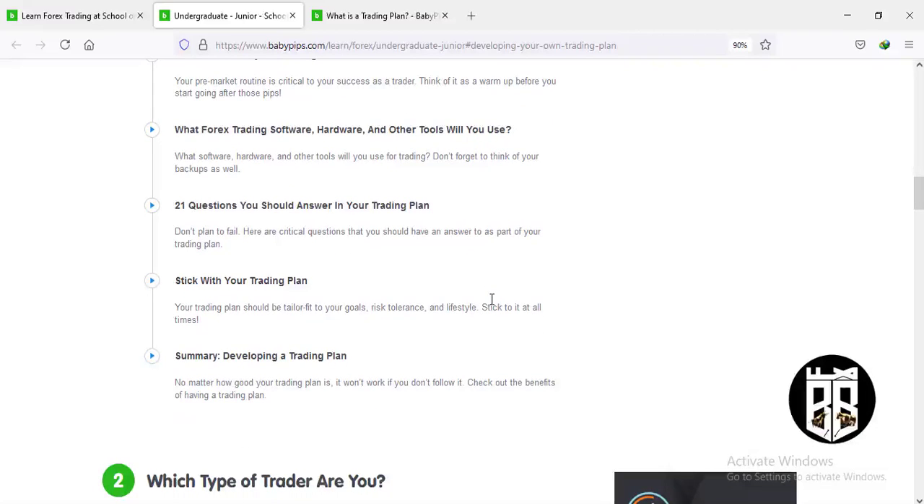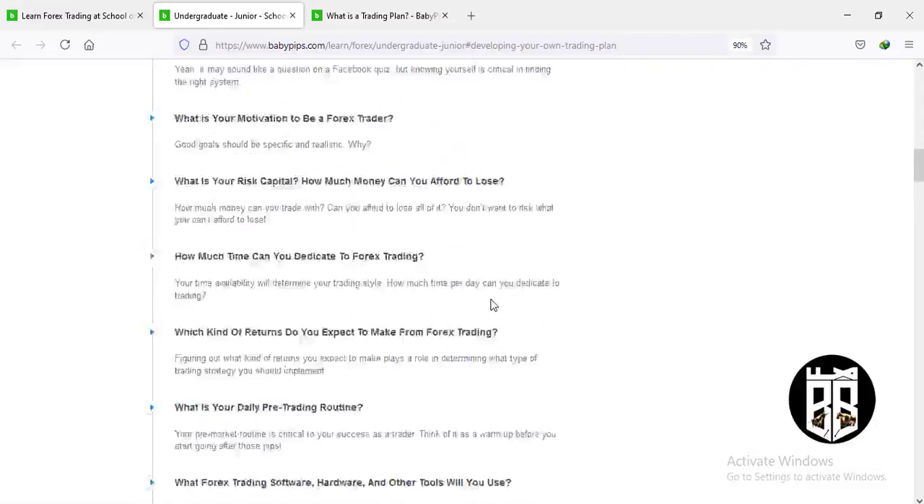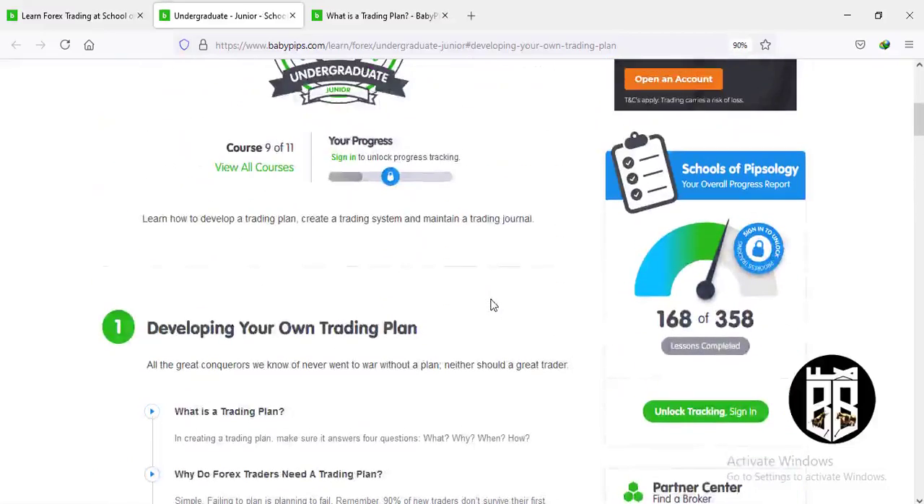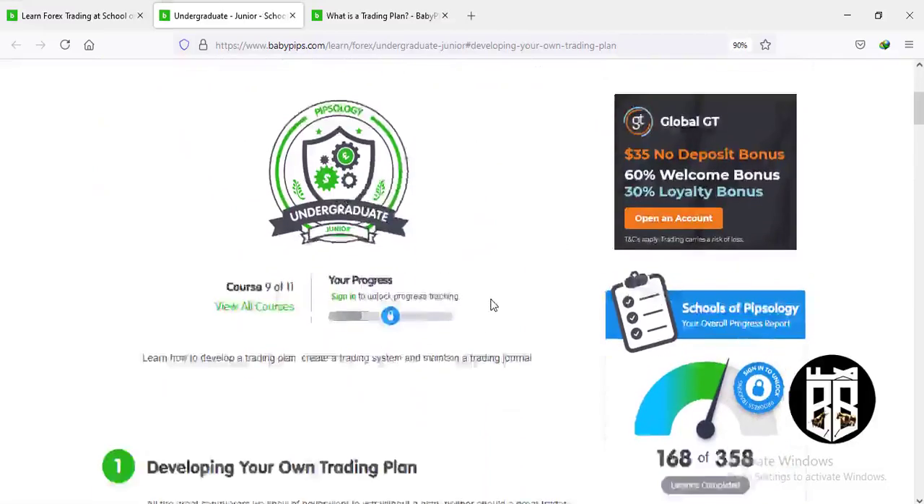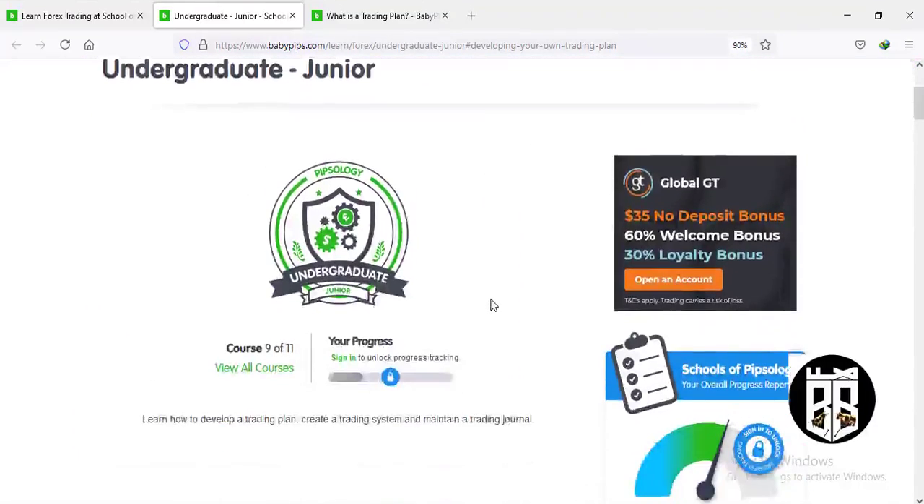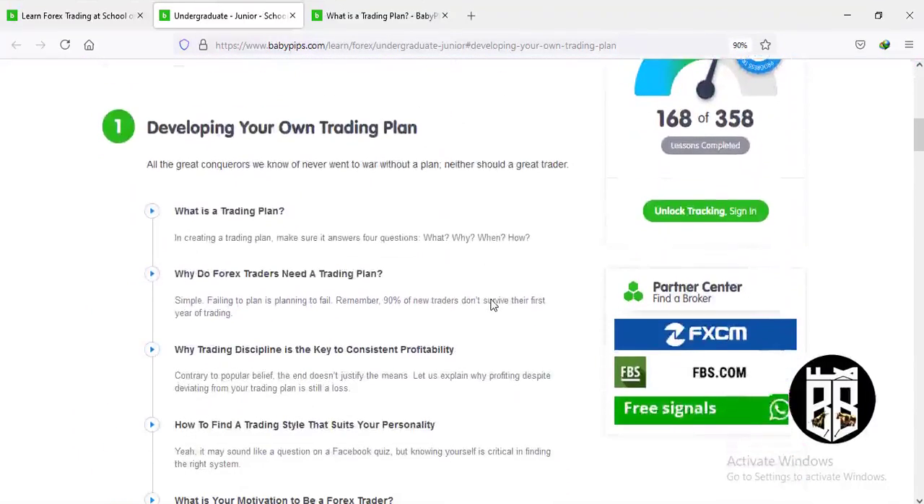Oh my goodness, that's a lot. But without further ado, we're still going to study it. Okay, so we are here already on undergraduate junior. Let's now dive into the very first question, answering it by asking the question again: what is a trading plan? But hold on, before we go into our study for the day, we always roll the intro.